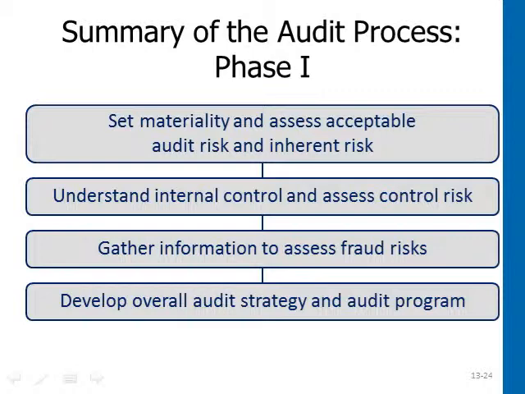Based on the results of this, we set our materiality and assess our acceptable audit risk. We discussed audit risk, and it's the risk that we will issue an audit opinion on financial statements that are not correct, and we say that they are correct. And we talked about inherent risk, and that is just what level of risk can be associated with this client's business. We understand the internal control, and we assess control risk. We gather information to assess fraud risk, and then based on all of this information and evidence at this point, we develop the overall audit strategy and audit program.